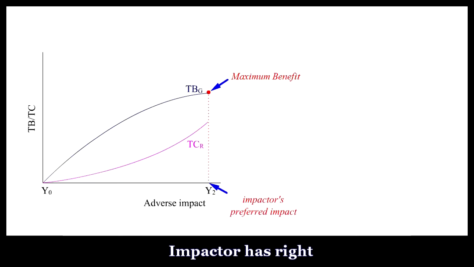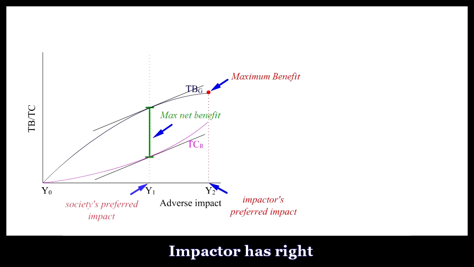Suppose the impactor has the right to generate adverse impact. The impactor would prefer to produce at Y2, where TBG is the greatest. But the optimal societal amount is at Y1, where MBG is equal to MCR. The parties can get to this optimal adverse impact through bargaining, if the property rights are clearly defined.